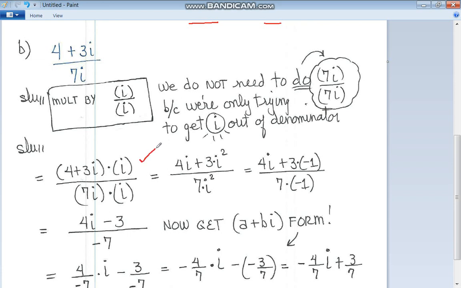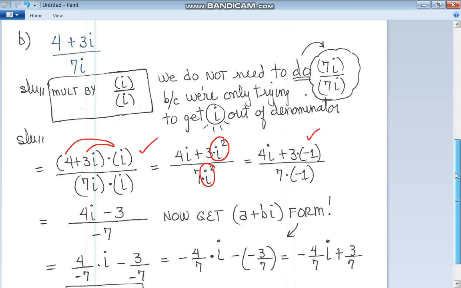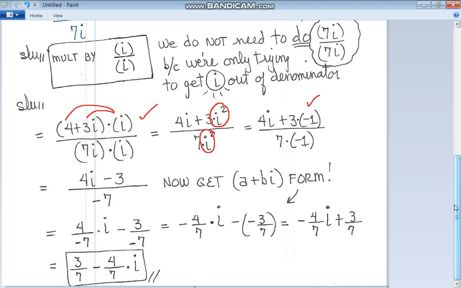And that's what we do here. Multiply across the top by i, 4i plus 3i squared. Change that to -1. And on the bottom, 7i times i is 7i squared. Change that to -1. So we get over here 4i minus 3 over -7. No more i's in the bottom, which is great. That's what we wanted. Now we have to get it in proper a plus bi form.